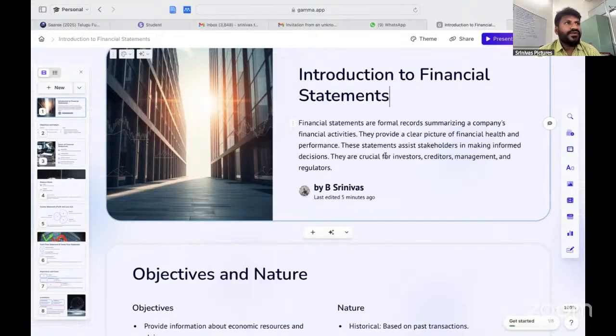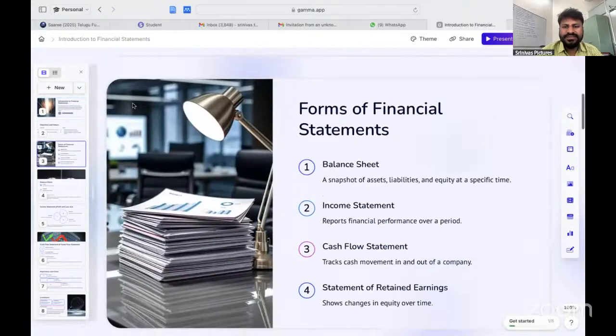What is the company performance? How is the company performance, and what is the position of the company? All that is going to be recorded. Simply with the help of this financial statement, we are going to know the company's financial position and the wealth of the company. And an important thing is, what is the objective of these financial statements?